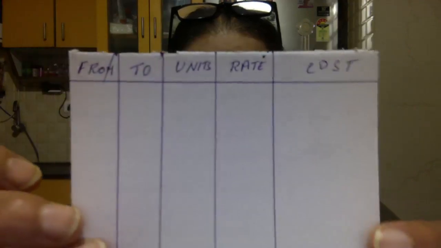So first we will do transportation cost. The first column is from. Next column is to. Next column is units. Next column is rate. And the last column is cost. So write down from, to, units, rate and cost. Remember, we have 7 allocations, so seven allocations have to come here.